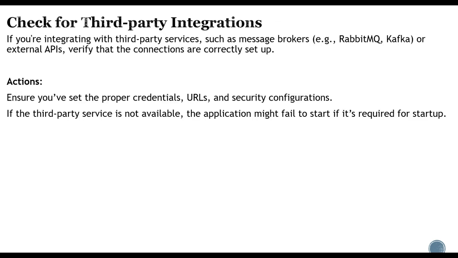Now, if you're dealing with any third-party integration, let's say Kafka or RabbitMQ, where you are integrating your application with those third-party services, check the message broker and the connections. Check that the Kafka or RabbitMQ configurations are properly specified, and that there is no spelling mistake. Ensure your credentials are correct, the security configuration is right, and the URLs are properly mentioned.